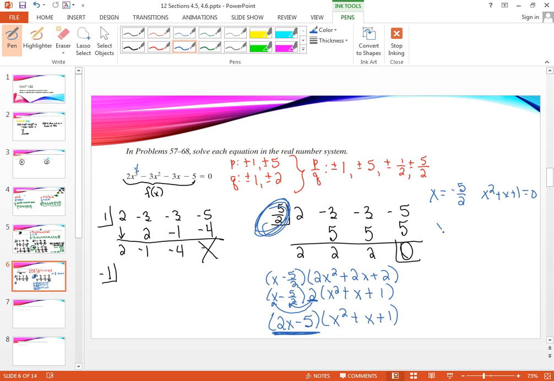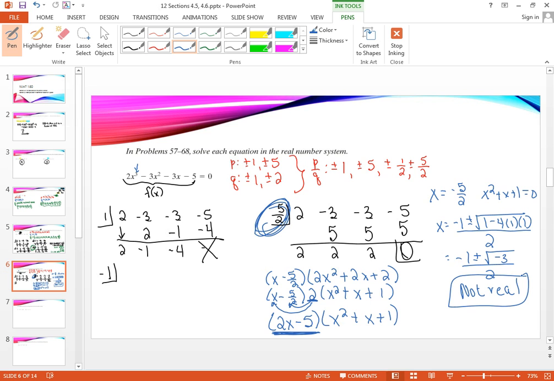Quadratic formula. So negative 1 plus or minus the square root of b squared minus 4 times a times c, all over 2 times a. So negative 1 plus or minus the square root of negative 3. Okay, that's not real.